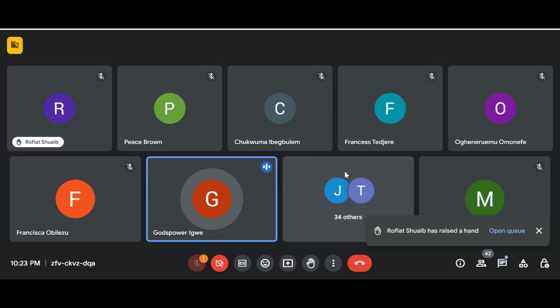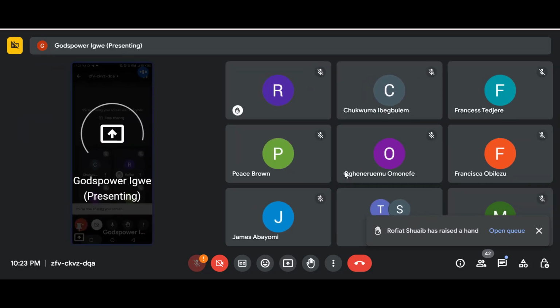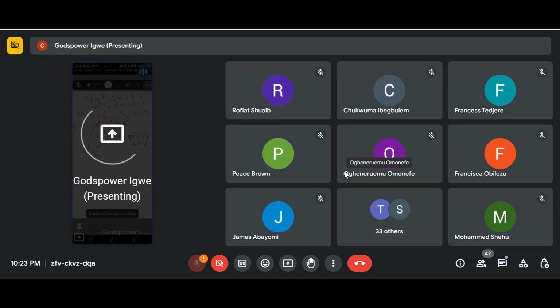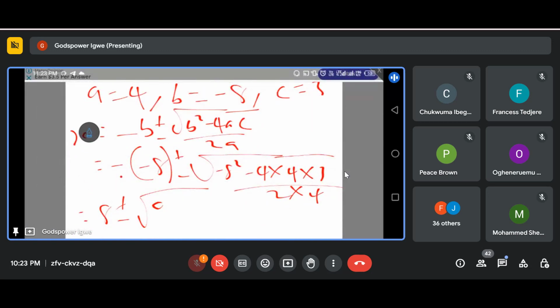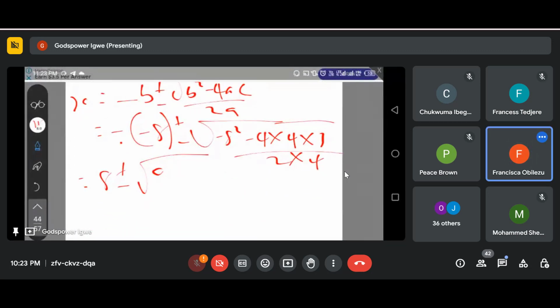Okay, I've started sharing again so that you can see my screen now, right? Can you see my screen now? I need your feedback to move on. Yes, yes, sir.